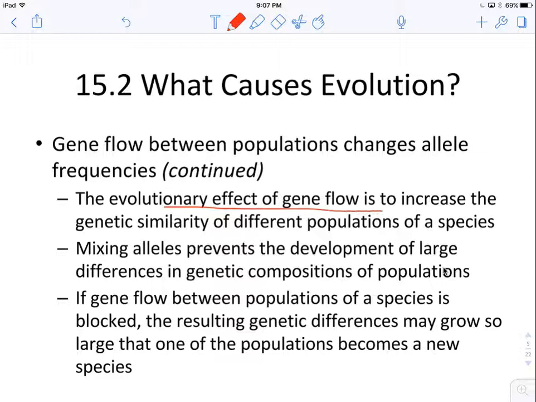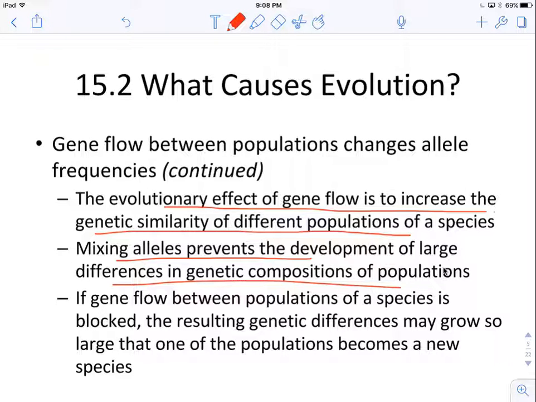The evolutionary effect of gene flow is that it increases the similarity of different populations. It makes them more alike by introducing genes from neighboring populations into neighboring gene pools. Mixing of alleles in this way prevents the development of large differences in the genetic compositions of populations.